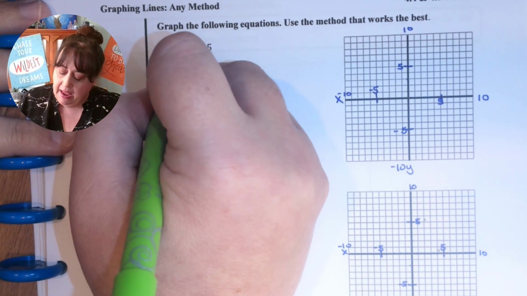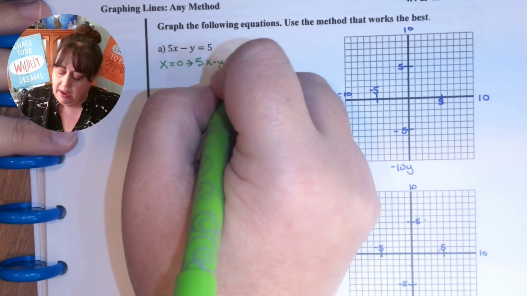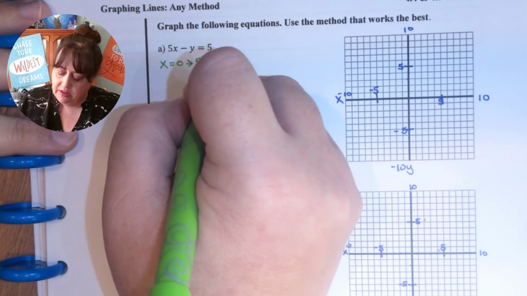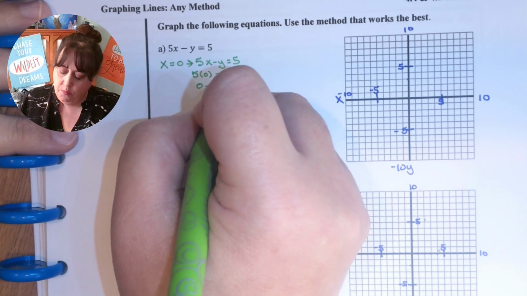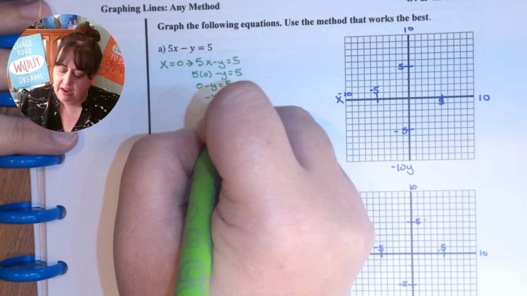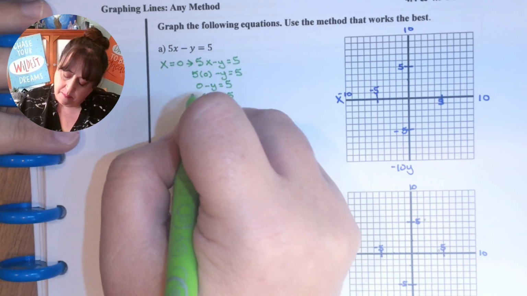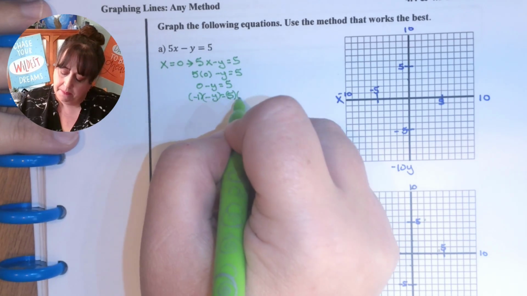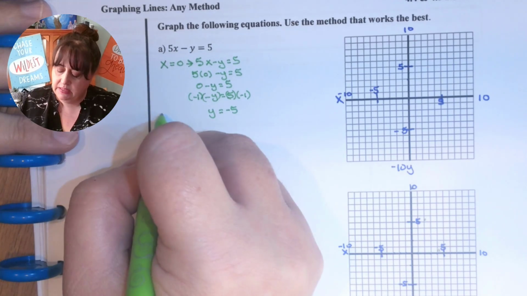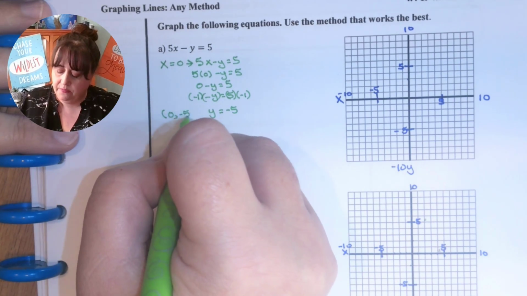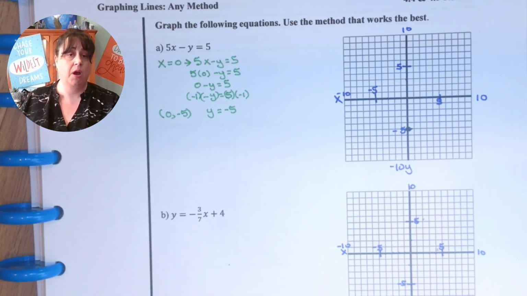So I'm going to let x equal 0. So I end up with 5x minus y equals 5. So 5 times 0 minus y equals 5. So that's 0 minus y equals 5. Negative y equals 5. I can't have a negative y, so I'm going to multiply that by negative 1. So y equals negative 5. So this is the point 0, negative 5. So over 0, down 5. That's my y-intercept. I've already found it.